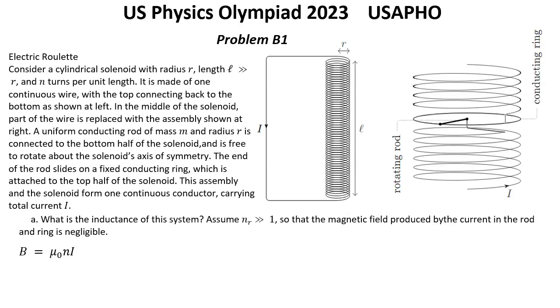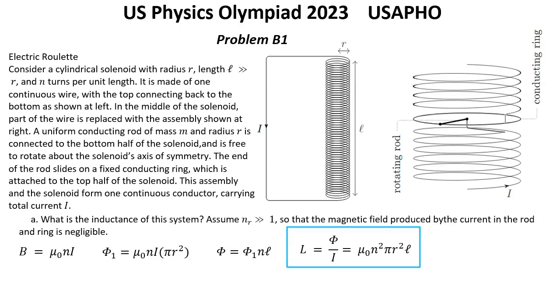Magnetic field of solenoid is mu0 n I, so the flux through one turn of the solenoid is mu0 n I multiplied by the cross-section area, which is pi r squared. We have n multiplied by L turns in total, so the total flux will be F1 multiplied by the number of turns, which is nL. And finally, inductance is flux over current, which is mu0 n squared pi r squared L. That was the solution for part A.